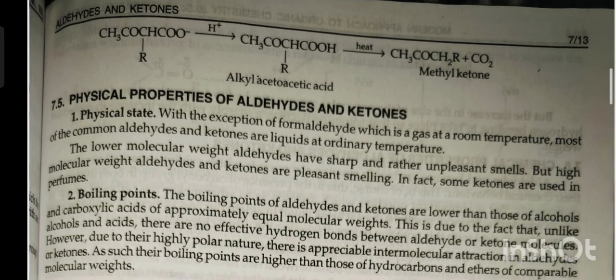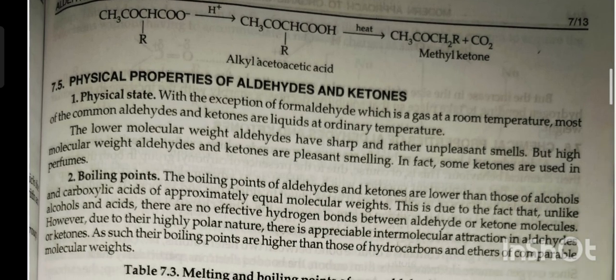Physical properties of aldehydes and ketones. Physical state: with the exception of formaldehyde, which is a gas at room temperature, most common aldehydes and ketones are liquid at ordinary temperature. The lower molecular weight aldehydes have a sharp and rather unpleasant smell, but high molecular weight aldehydes and ketones are pleasant smelling. In fact, some ketones are used in perfumes.